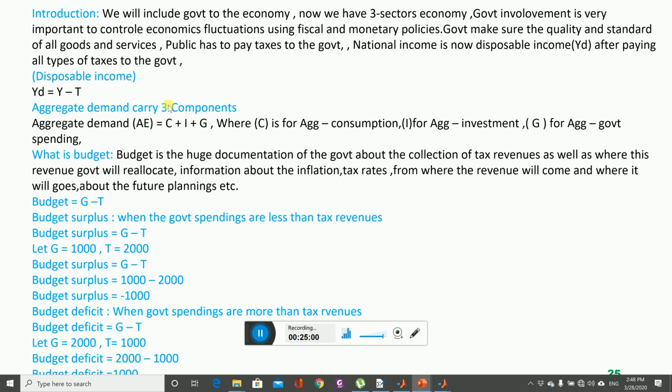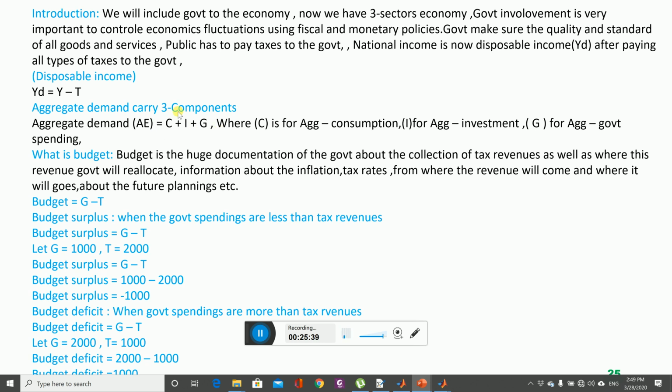In the two sector economy, there were only two components, C and I. But when we include government, now aggregate expenditure or aggregate demand carry three components. AE represents aggregate expenditure, and aggregate demand carries the same meaning, in the sense that aggregate expenditure means whatever we are demanding, so it means we are spending, we are paying money for that. So that is why we can say aggregate demand or aggregate expenditure, and it carries three components, C plus I plus G.